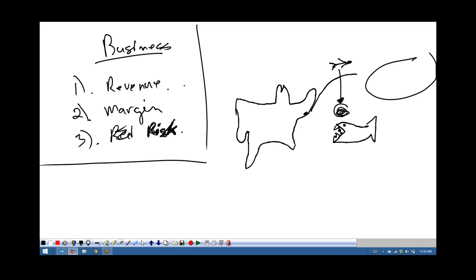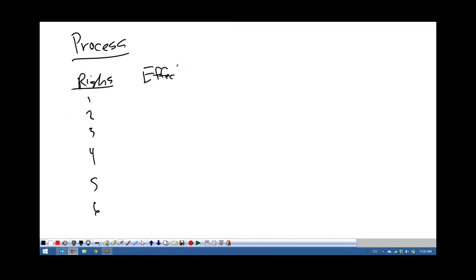So an FMEA attempts to regulate that by looking at it in the following way. It takes a risk, whatever that risk is. We will take a process, and we'll do an example in just a second. We'll take a process, whatever that process is, and we'll list the risks, 1, 2, 3, 4, 5, whatever. We'll list the effects of that risk.